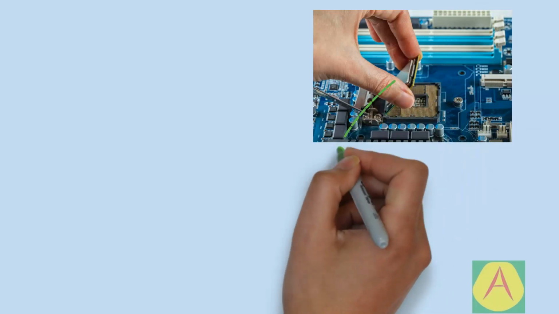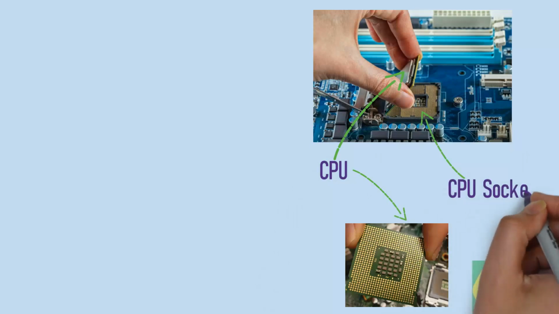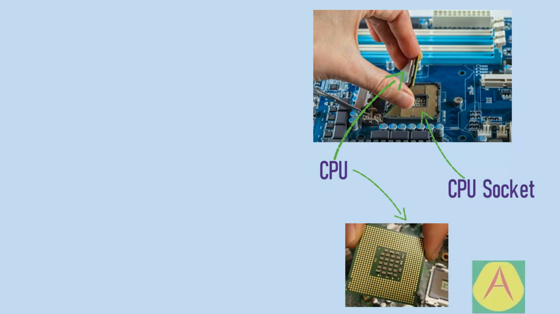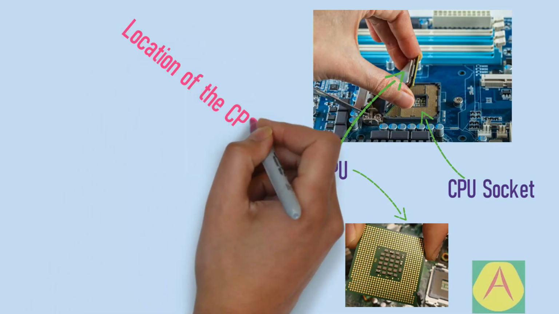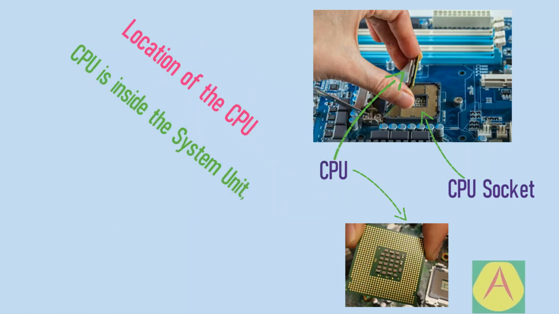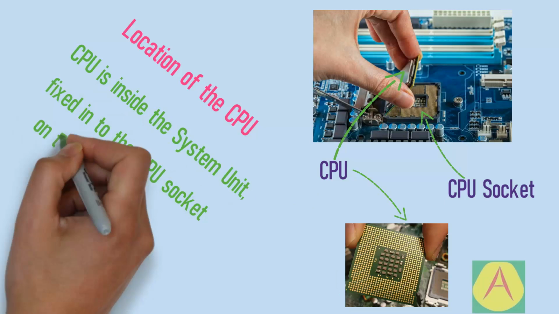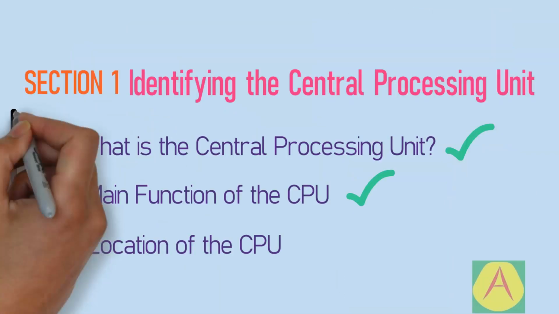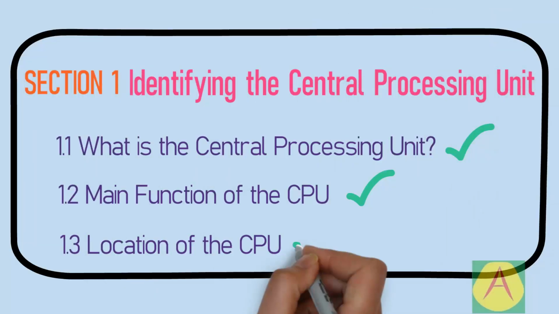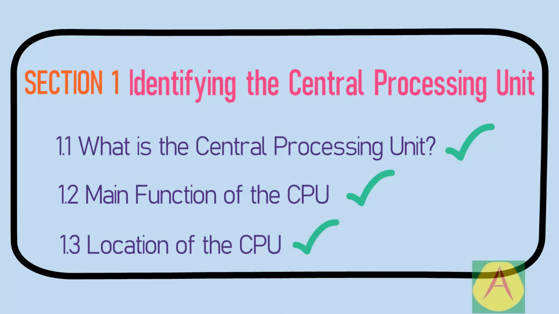Now look at this image of a motherboard where both heatsink and the CPU fan are removed. Now you can see the CPU and the CPU socket in which CPU is fixed. Now you know the location of the CPU. CPU is inside the system unit fixed into the CPU socket on the motherboard. Now we have completed section 1 and we will continue with section 2 in the next video.